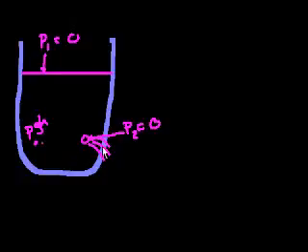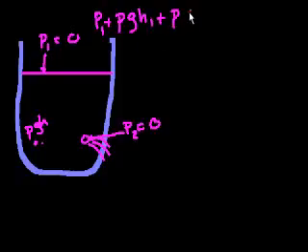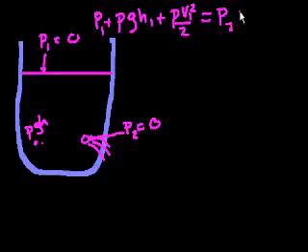But that's actually taken care of in the potential energy part of the equation. So let me rewrite Bernoulli's equation. The input pressure plus rho gh1 plus rho v1 squared over 2 is equal to the output pressure plus rho gh2 plus rho v2 squared over 2.